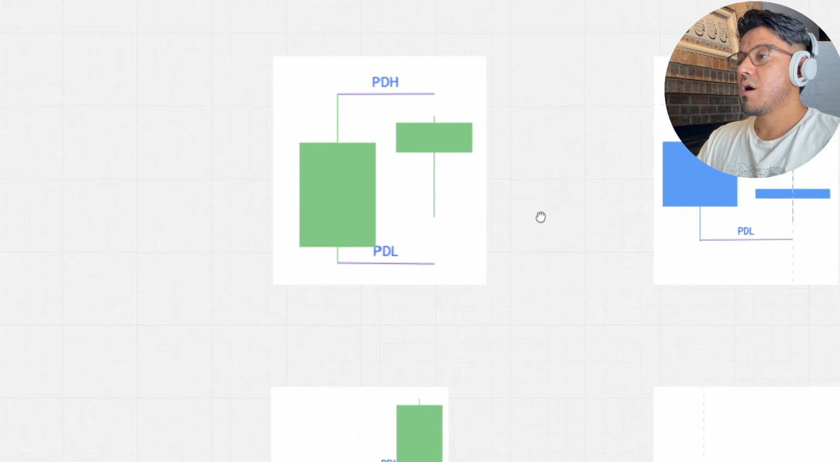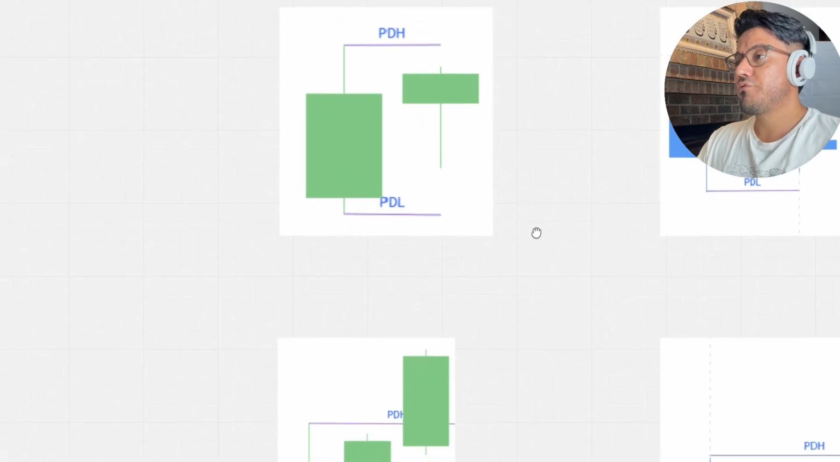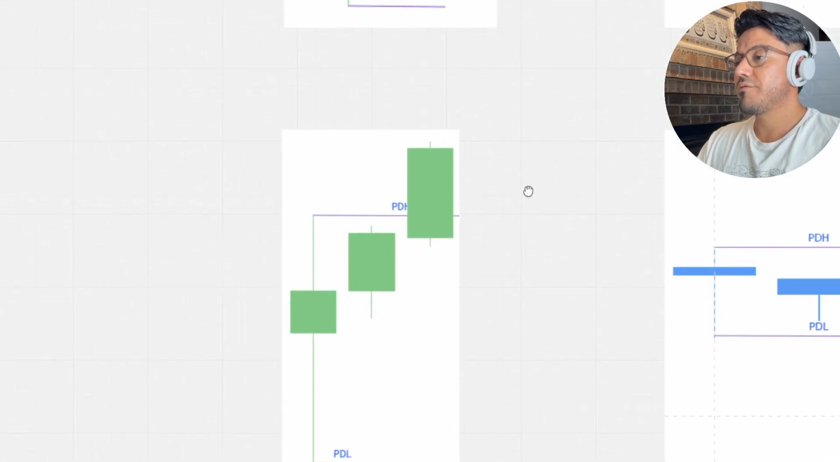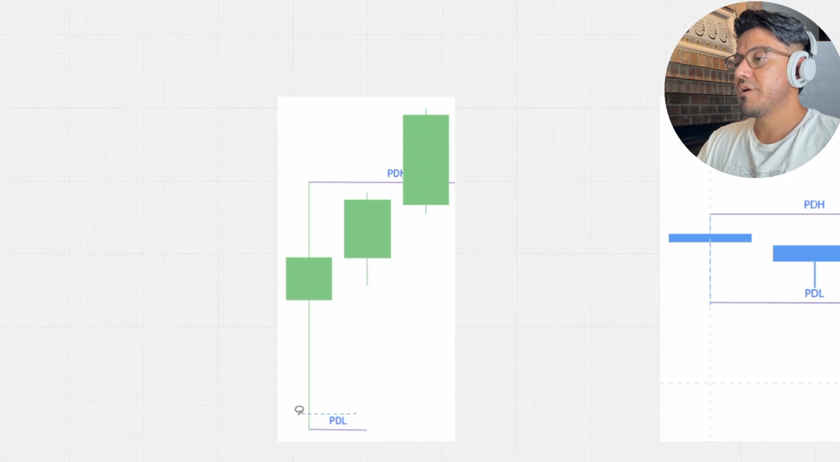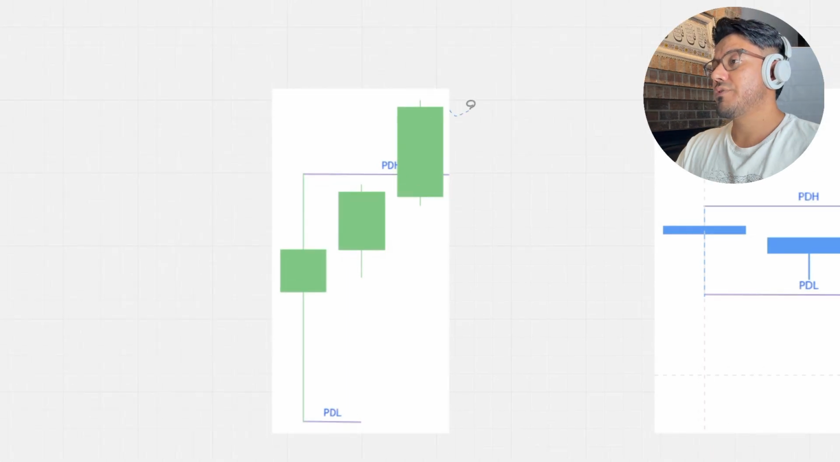Now, as an extension of this example, we have previous day low and previous day high, 2 external liquidity zones. The second candle is trading higher, and the third candle is taking the previous day high, or maybe it is consolidating and then moving upwards.